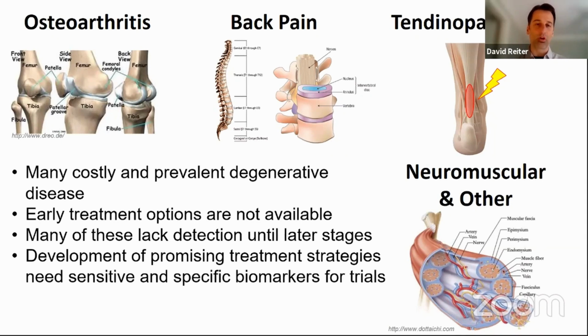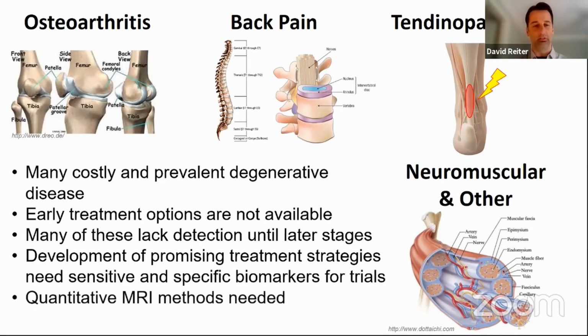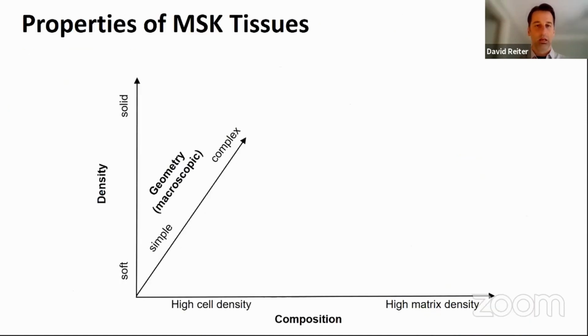And with clinical trials costing quite a bit of money to run on targeted drugs, having these tools available is quite important for long-term success of treating these diseases. So really, quantitative MRI methods are needed as they provide spatially resolved information that can be sensitized to tissue level properties of the musculoskeletal system, and I'll get into some of the details of that.